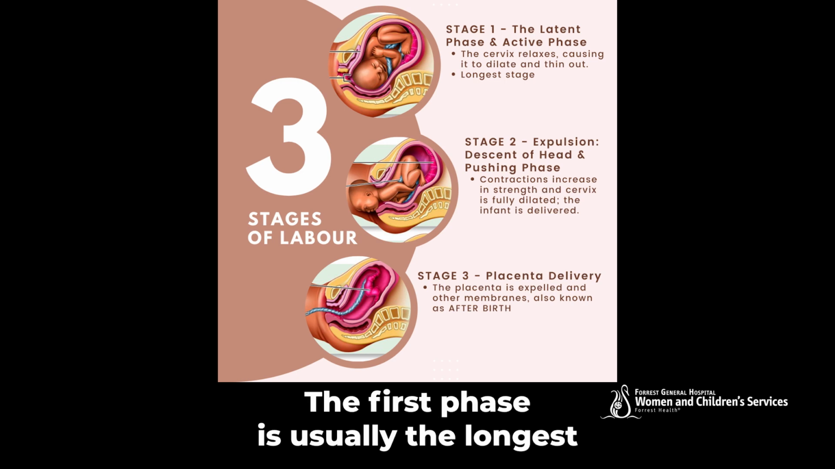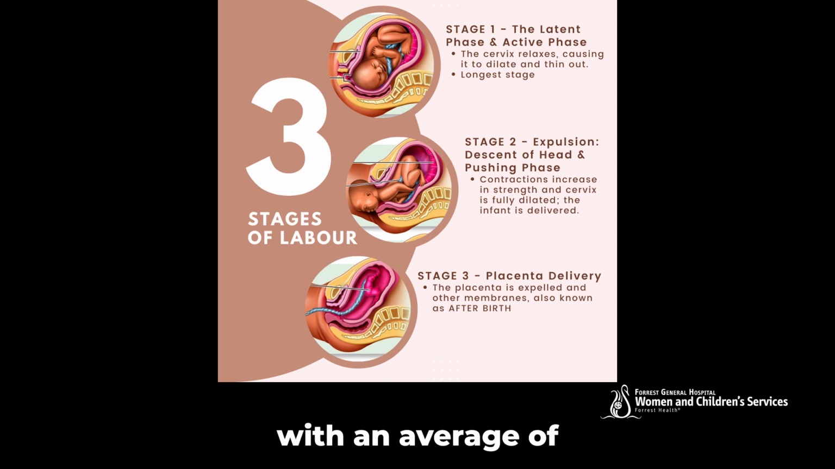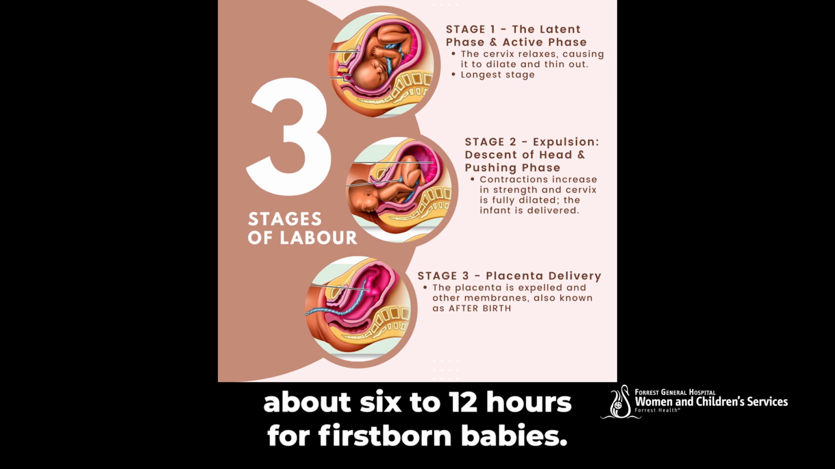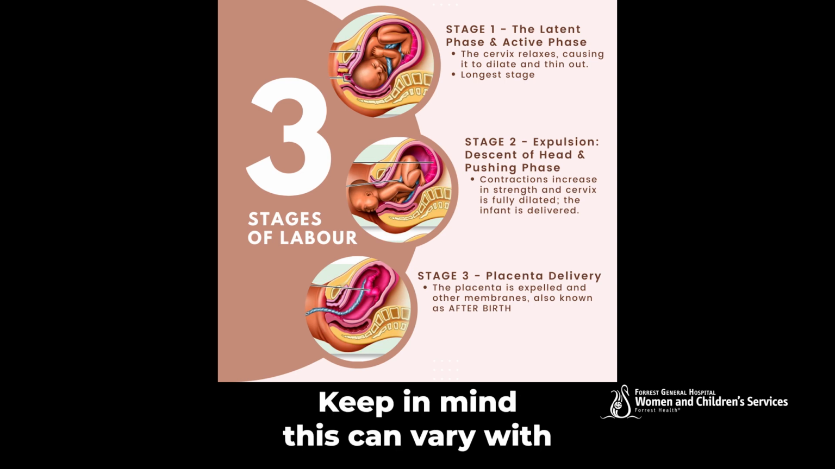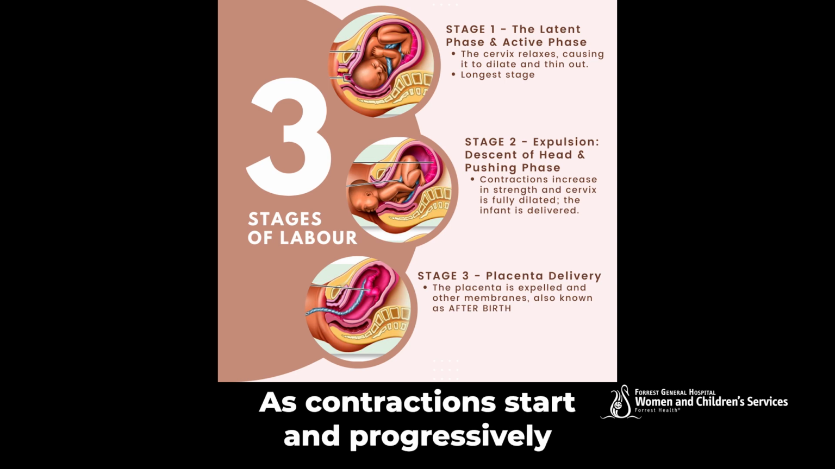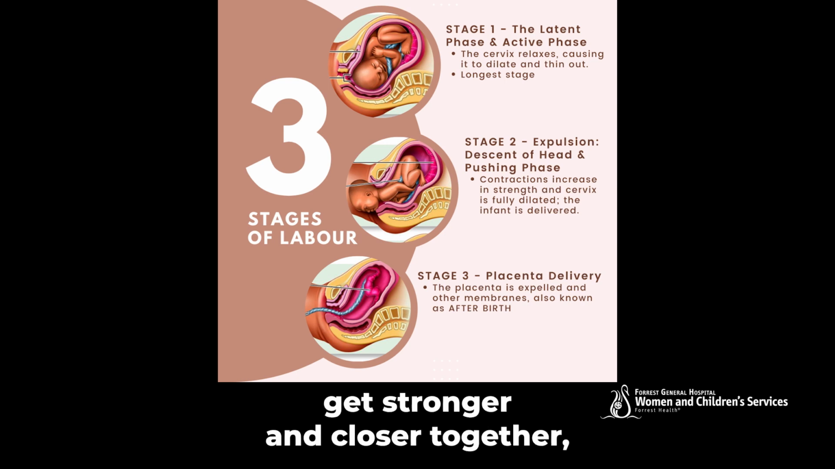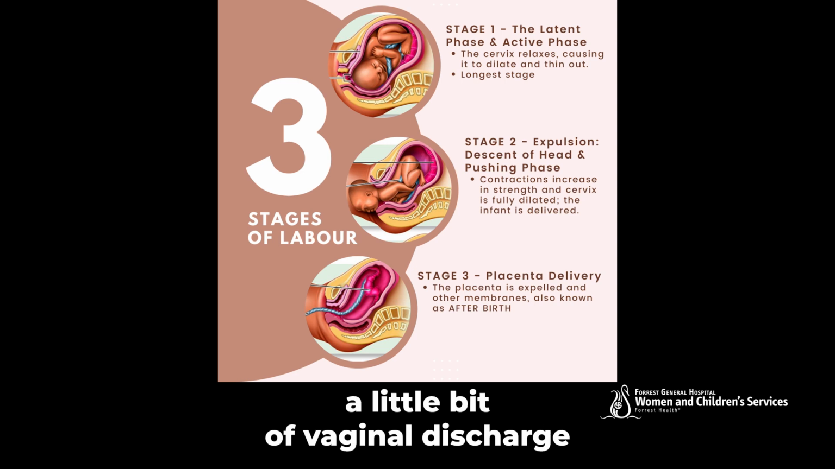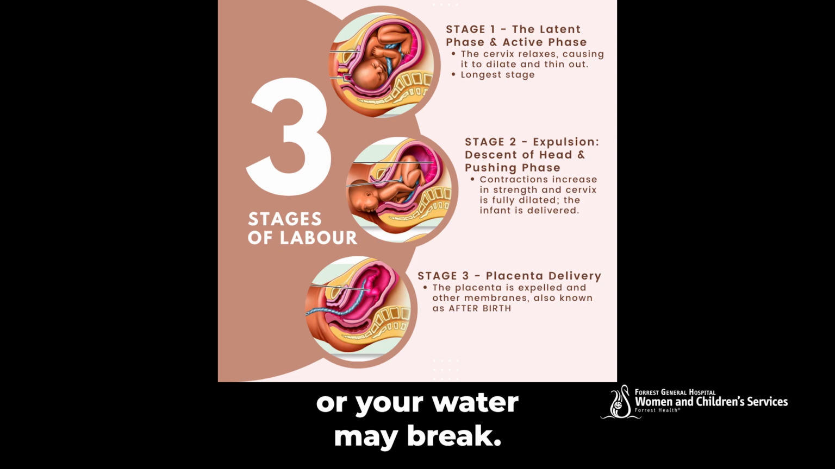The first phase is usually the longest, with an average of about 6 to 12 hours for firstborn babies. Keep in mind, this can vary with a shorter or longer duration. As contractions start and progressively get stronger and closer together, you may start seeing a little bit of vaginal discharge or your water may break.